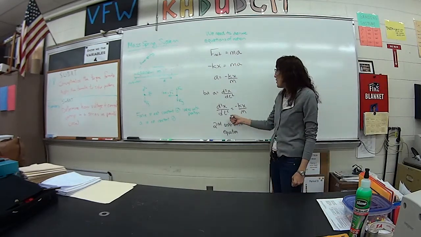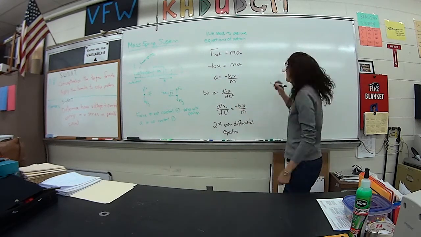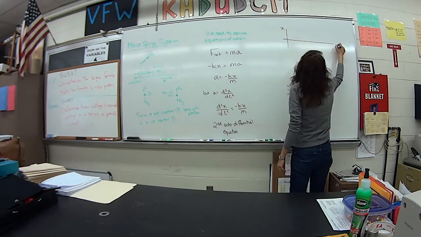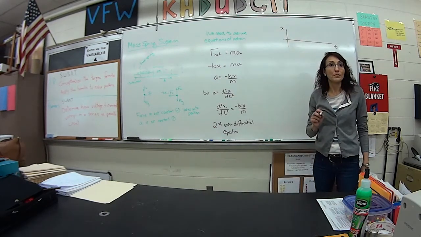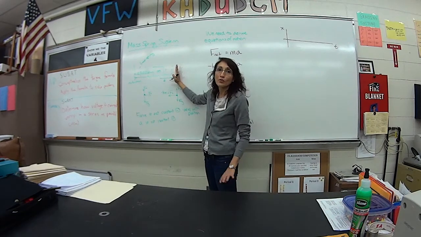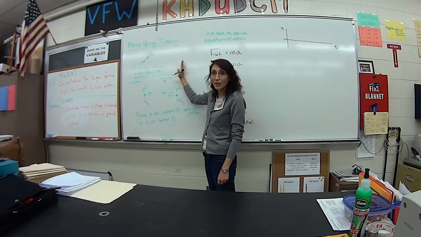So we have to come up with a function for position. Let's think about what the position of this thing does over time. Let's say that I pulled it here and I call this time 0. So where does my position start at time 0, if I'm holding it here, ready to let go?